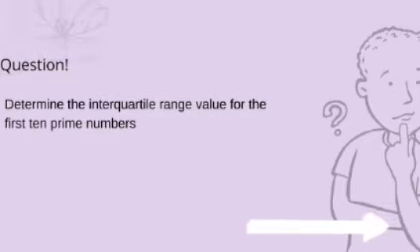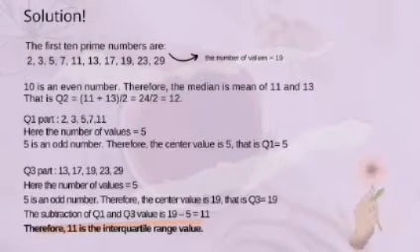Question: determine the interquartile range value for the first 10 prime numbers. Solution: the first 10 prime numbers are 2, 3, 5, 7, 11, 13, 17, 19, 23, and 29. So the number of values is 10. 10 is an even number, therefore the median is the mean of 11 and 13, that is Q2 equals 11 plus 13 divided by 2 equals 24 divided by 2.